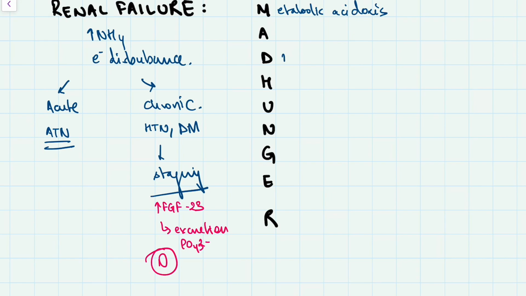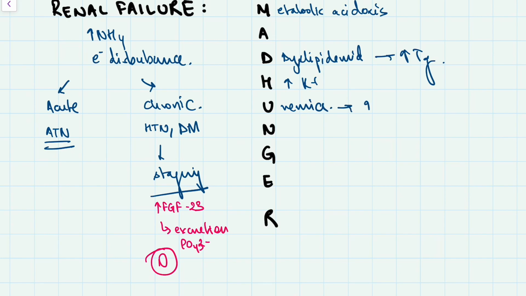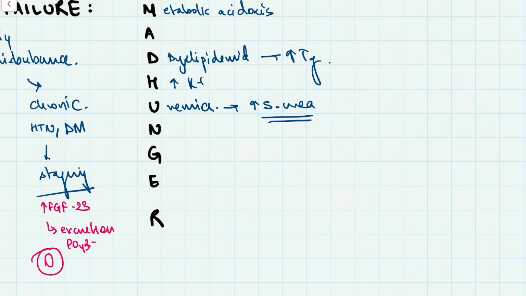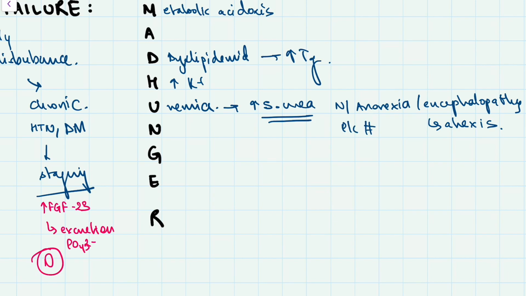Then there is dyslipidemia, and there is especially an increase in the level of triglycerides, high potassium, uremia, which means that there is an increase in serum urea. It usually presents with nausea, anorexia, encephalopathy, where the patient will have the characteristic flapping tremor or asterixis. Then platelet dysfunction, and for management of urea, hemodialysis needs to be done.